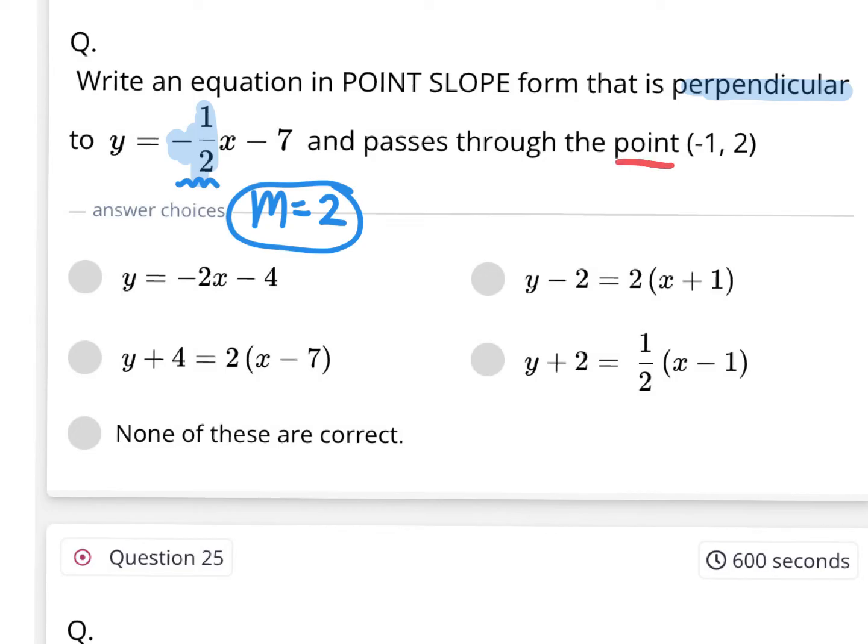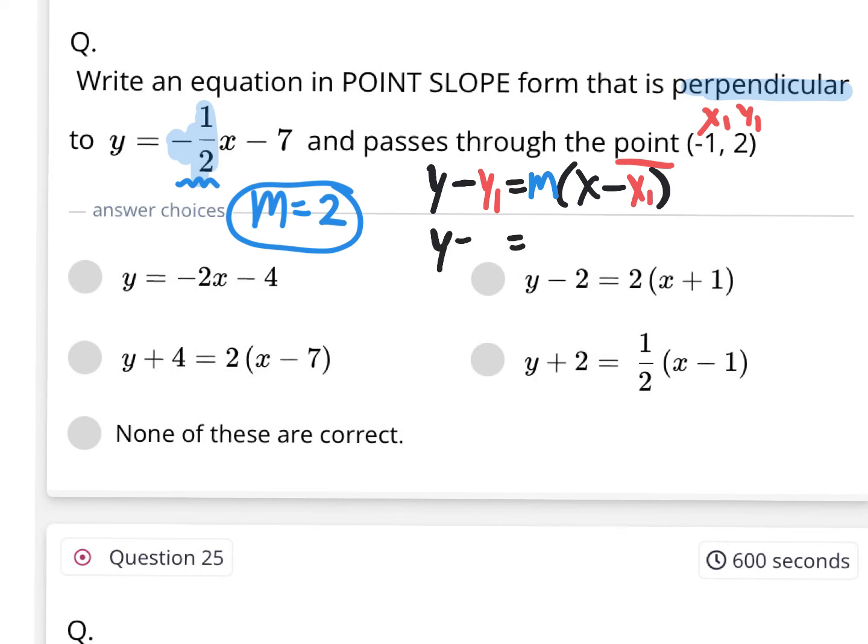They give us a point, which is x1, y1, which is -1, 2. So what do we have here? We have a point and we have a slope. The easiest thing to do would be to write it in point slope form, and that's exactly what they're asking us to do, write it in point slope form. So what is point slope form? It's y minus y1 equals m parentheses x minus x1, and we're going to use blank spots.